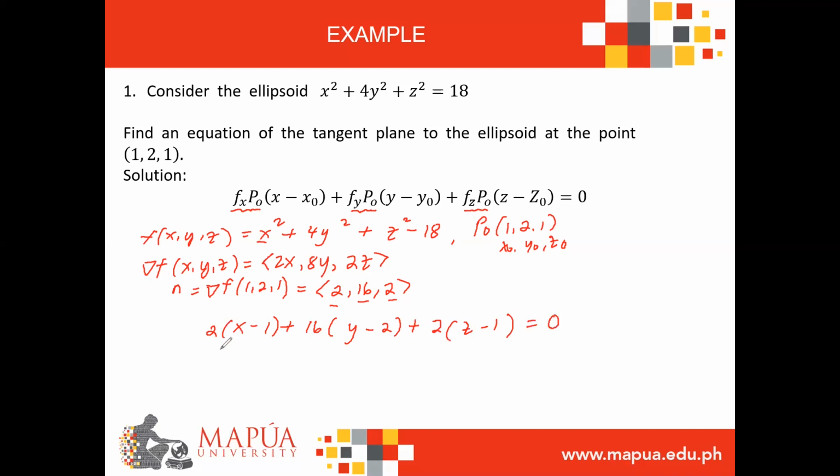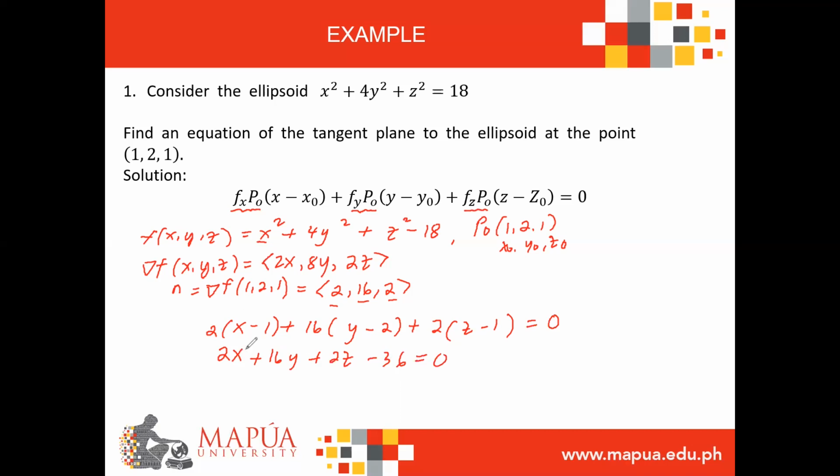So with that, we can now simplify. This is 2x plus 16y, then we have plus 2z. For the constant term, we have negative 2, negative 32, that's negative 34, negative 36 equals 0.